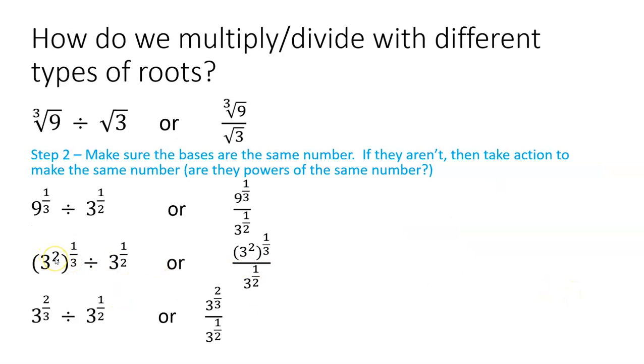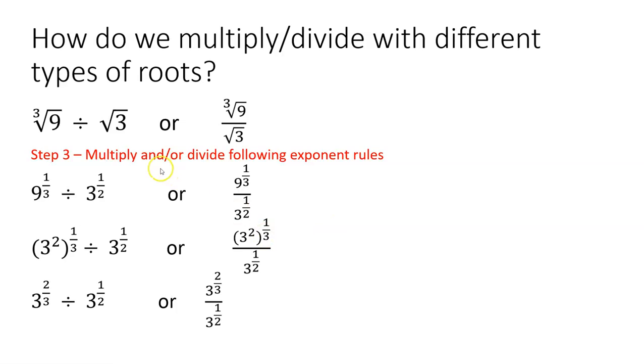We've got to then take a power to a power. This is now 3 to the 2/3 power divided by 3 to the 1/2 power. Now we've got the same bases. We'll multiply or divide following our exponent rules.